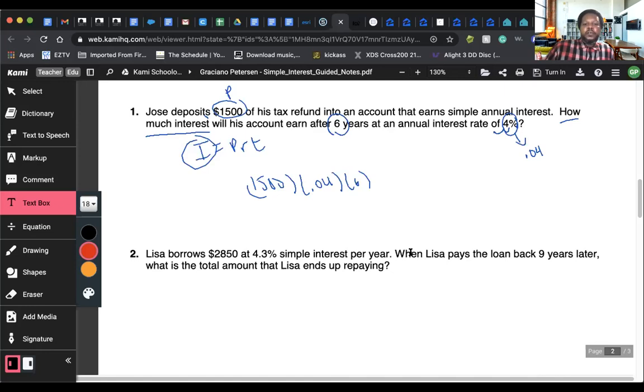What is that gonna give me when I multiply all that out? 360. Looks good to me. So that means Jose is gonna earn $360 in interest after 6 years on his $1,500.